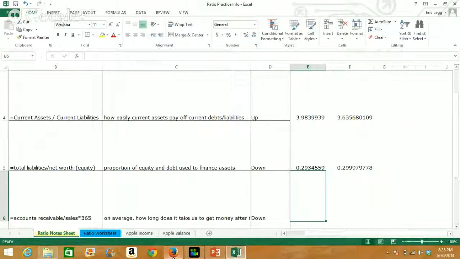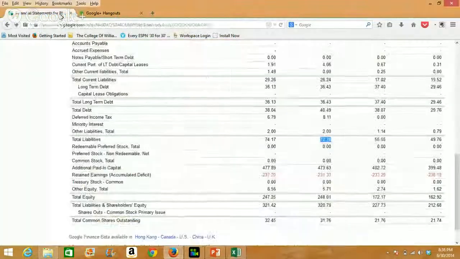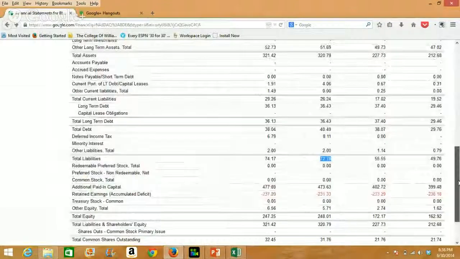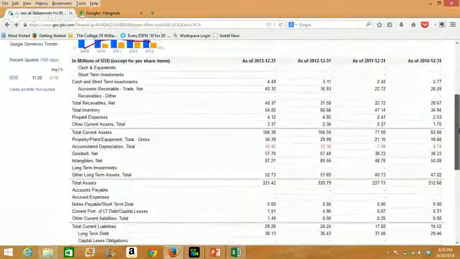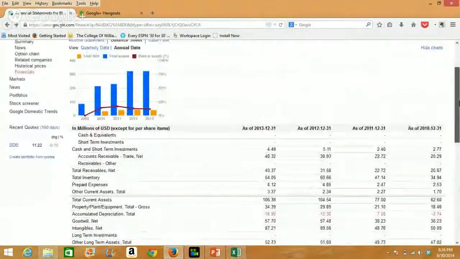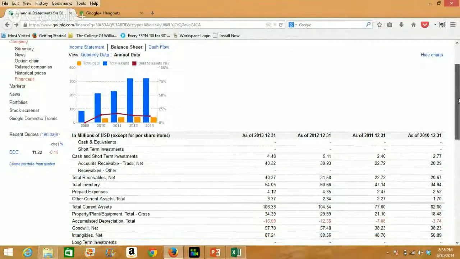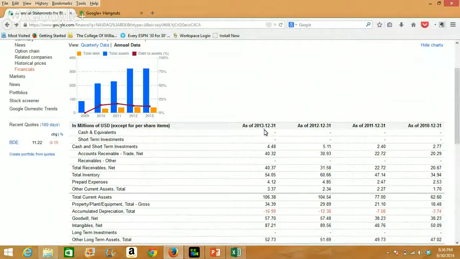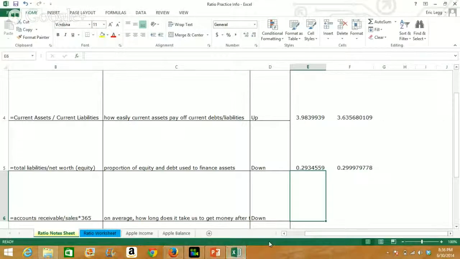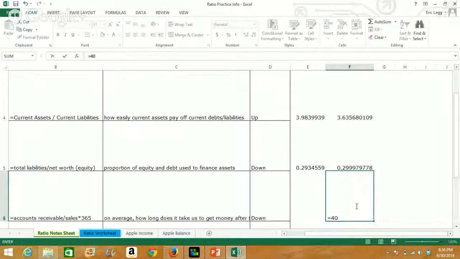So let's look at our friend Black Diamond here. Okay. So accounts receivable. Again, we're on our balance sheet. This is at any given point in time. It's not over a period of time. In this case, at year end, how much do people still owe us and they haven't paid? Okay. We're going to have total receivables, net, 40.37. So this equals 40.37 divided by our sales.